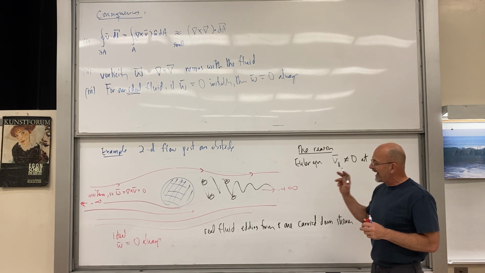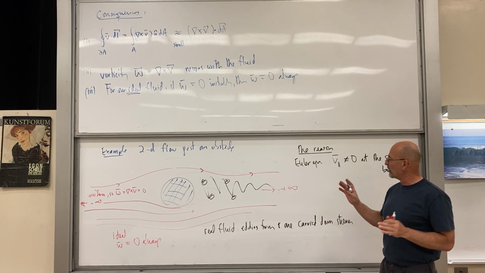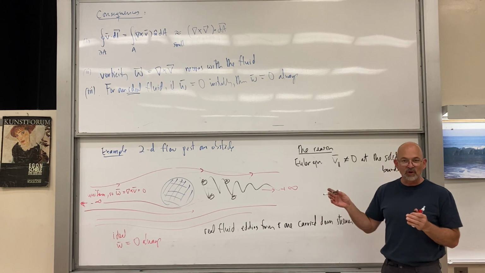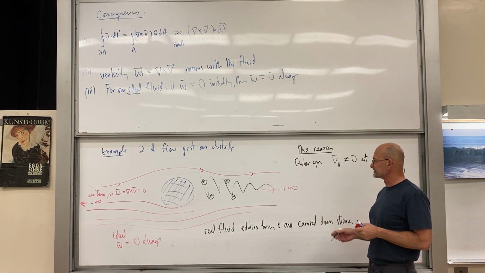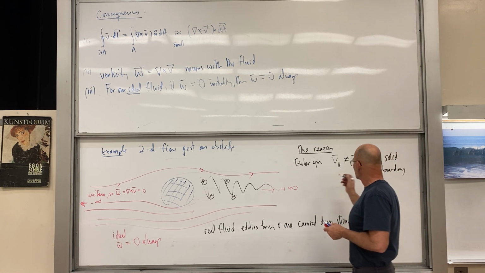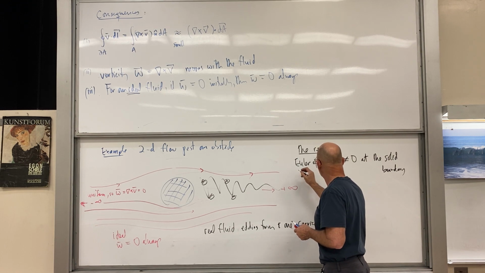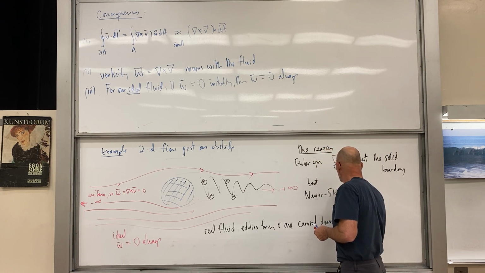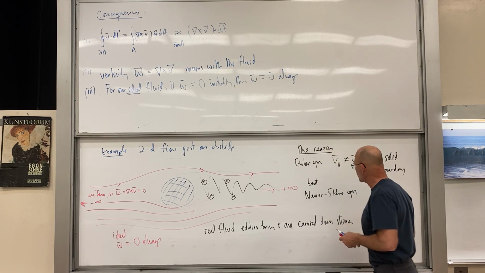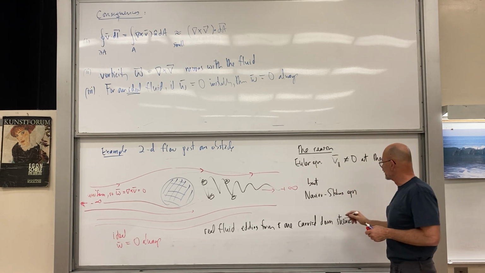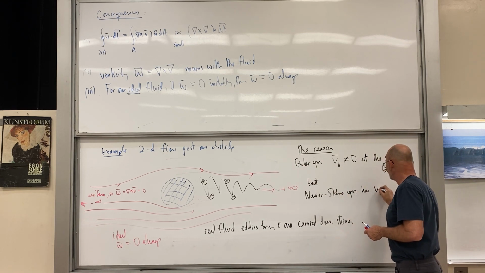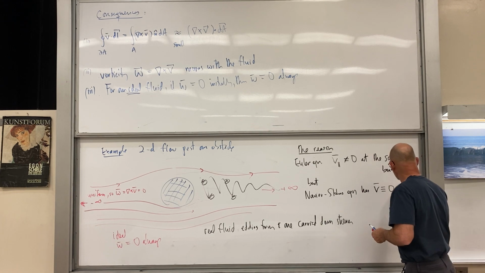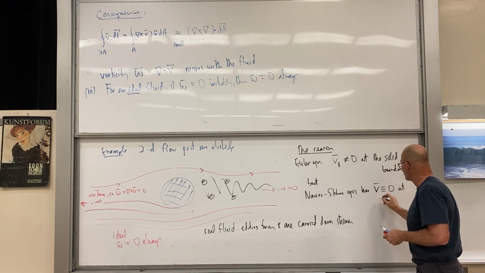Now, we don't yet have the real equations, so the Navier-Stokes equations are coming up later, but I'll put that right here. But the Navier-Stokes equation, which is going to be a modification of the Euler equation, has V identically equal to 0 at a solid boundary.